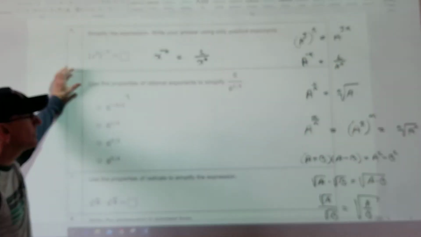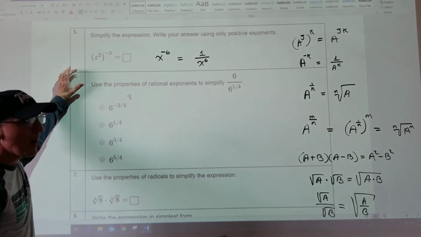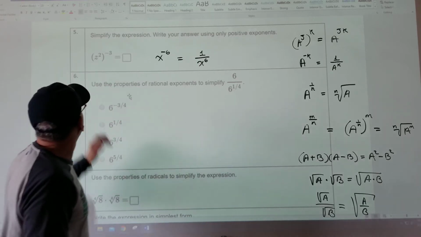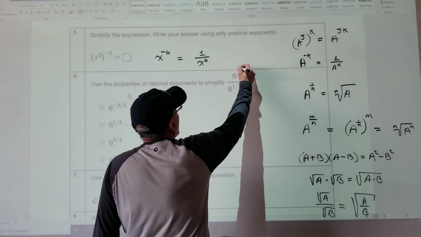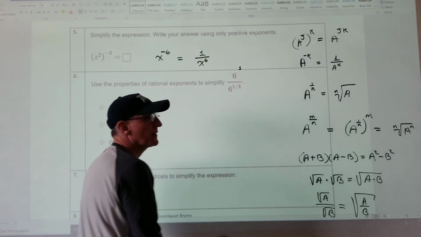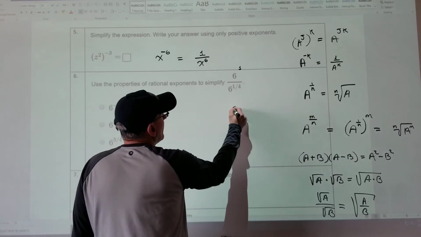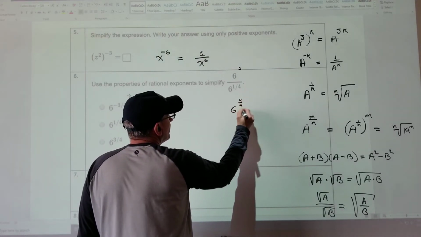Problem 6. Use properties of rational exponents to simplify 6 divided by 6 to the 1/4 power. Okay, there's different ways to go about this. I think what I would do is put a 1 up here as an exponent, because you have the liberty to put that there. Rewrite that 1 as 4/4.